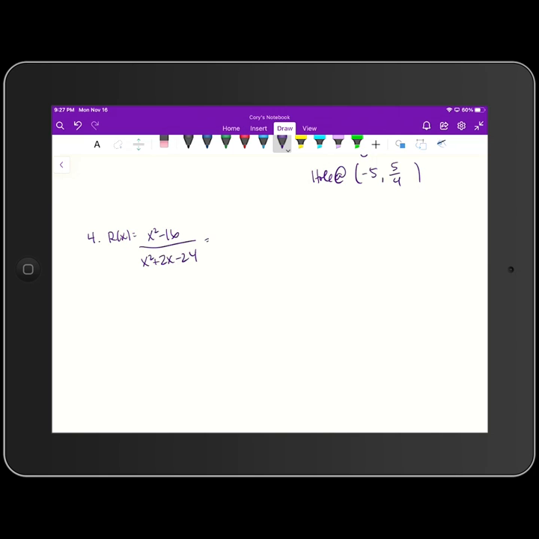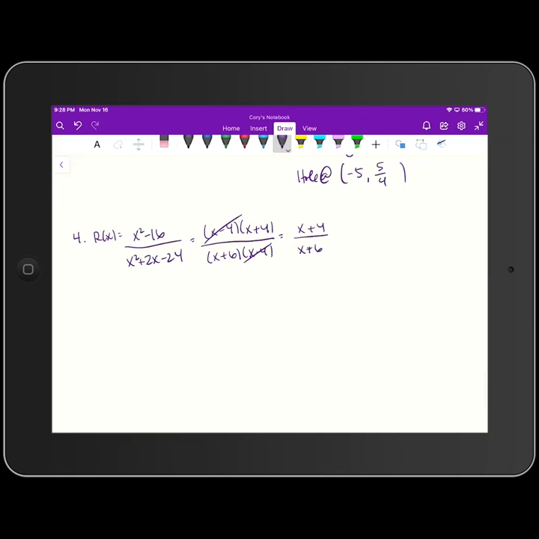Okay, so let's check and see how you did with this. So again, we want to check and see if this is in lowest terms. So the numerator factors to, it's a difference of two squares. It's x minus 4 times x plus 4. And your denominator factors to x plus 6 times x minus 4. So we are able to eliminate that common factor of x minus 4, which is great. So that means that our rational function in lowest terms is x plus 4 over x plus 6.